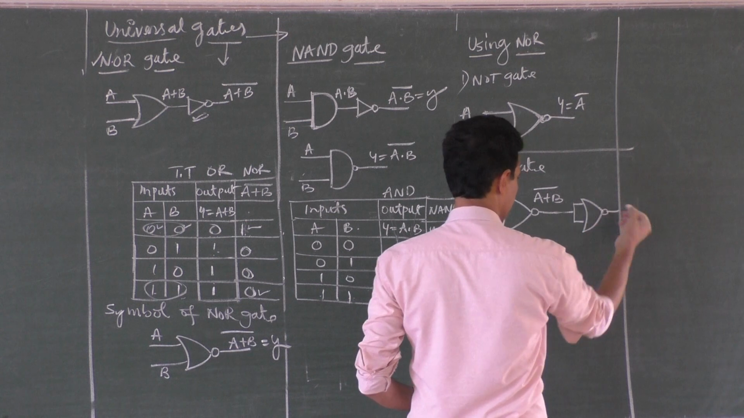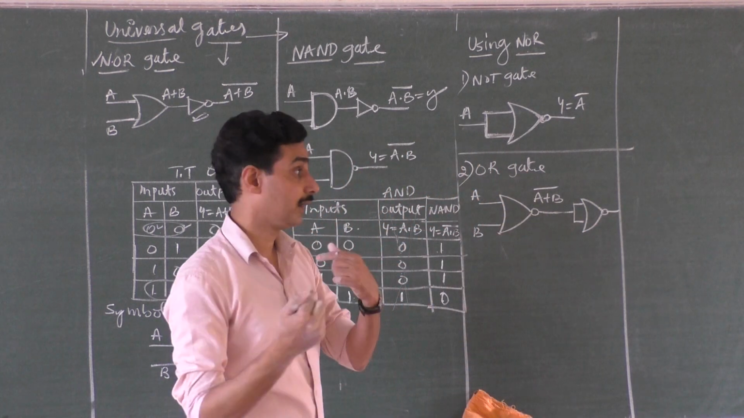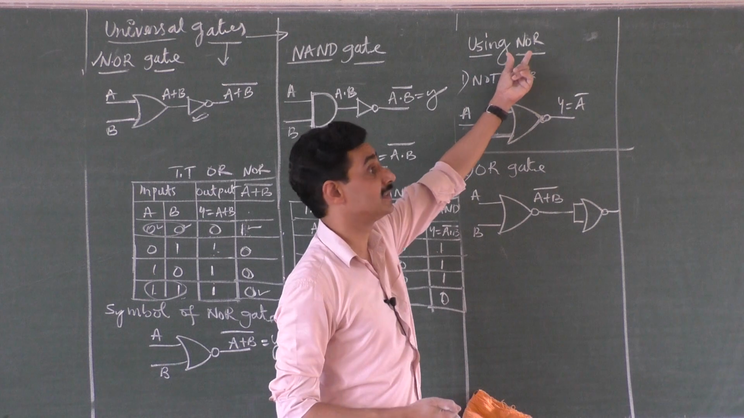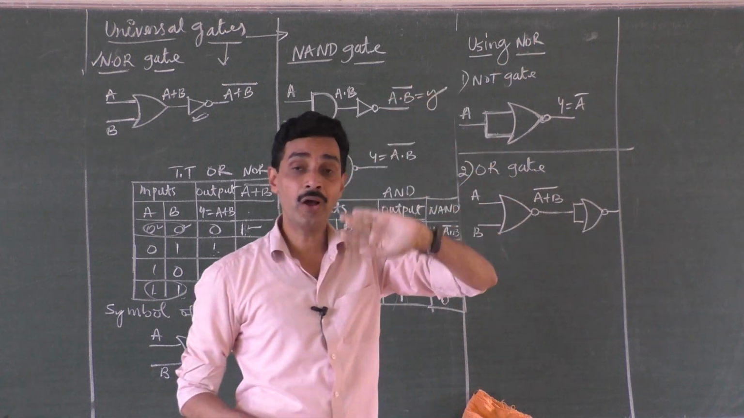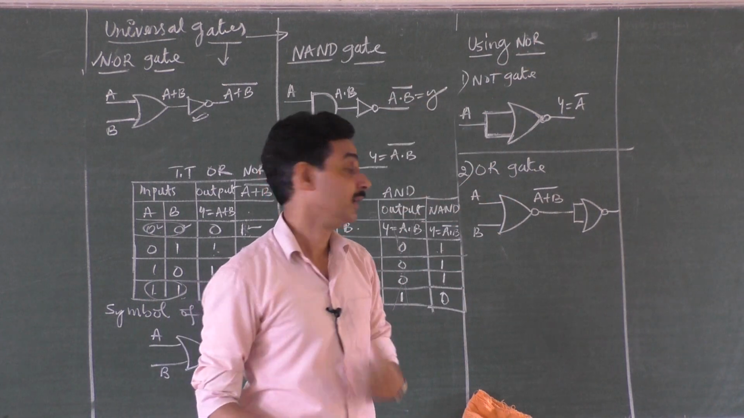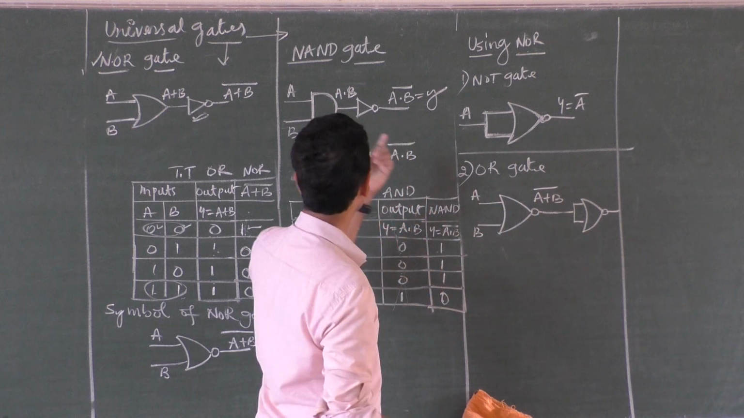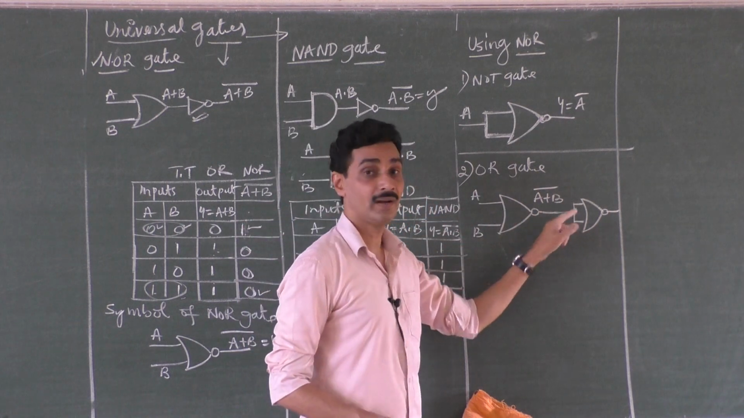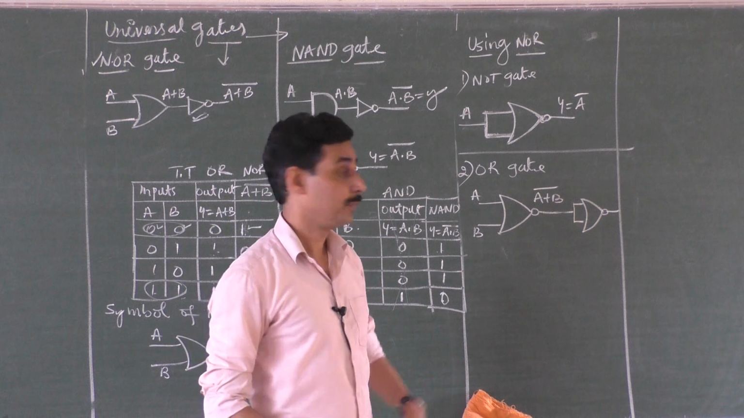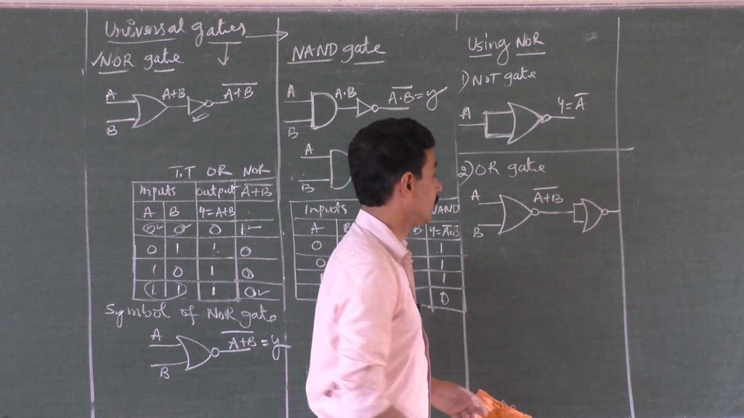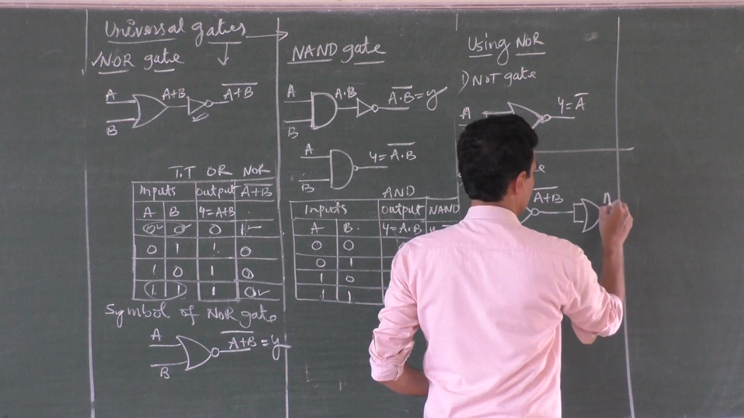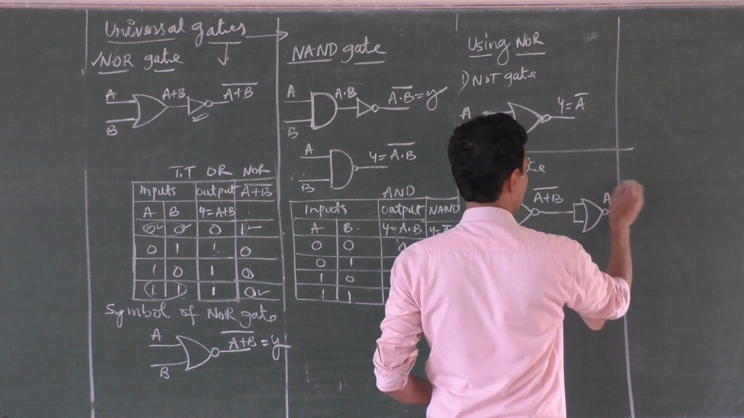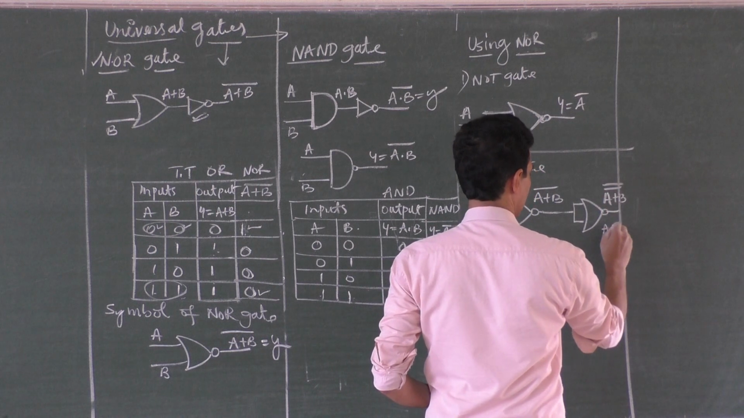Remember, we are proving that the NOR gate is a universal gate. Using NOR gates, you can construct any gate. Don't connect a normal NOT. Connect a NOT gate using a NOR gate only, because all are of the same variety. So this is complemented again: (A plus B) bar bar, which is nothing but A plus B.